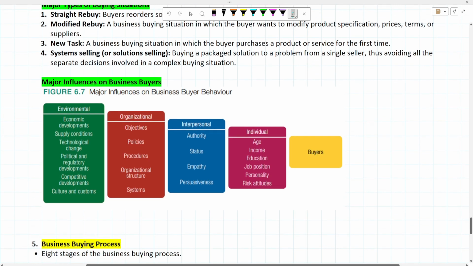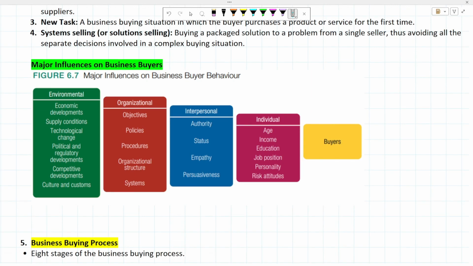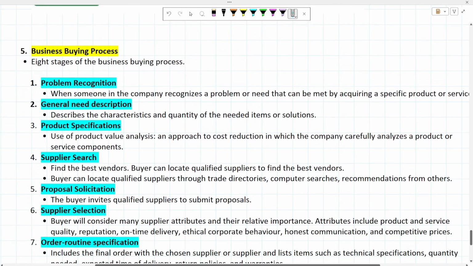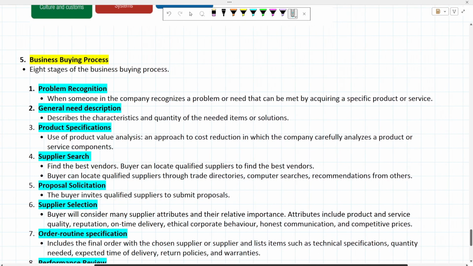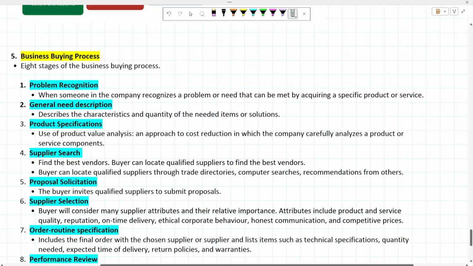So major influences on business buyers. So we can see here the influences on business buyers. So the environmental, organizational, interpersonal, and individual. So you guys could pause it and just take a look at all the environmental, organizational, interpersonal, and individual factors that influence buyers. So the business buying process. There are 8 stages of the business buying process.